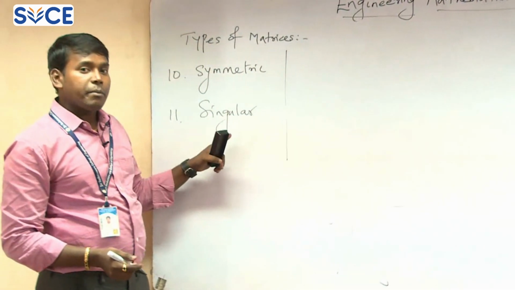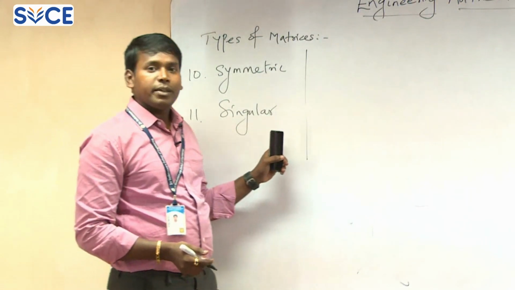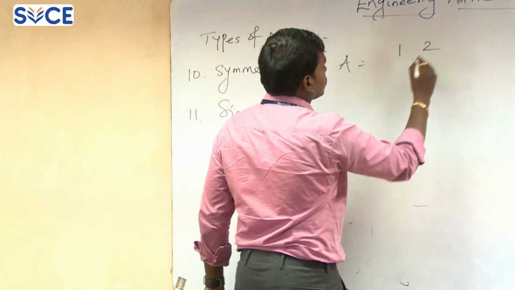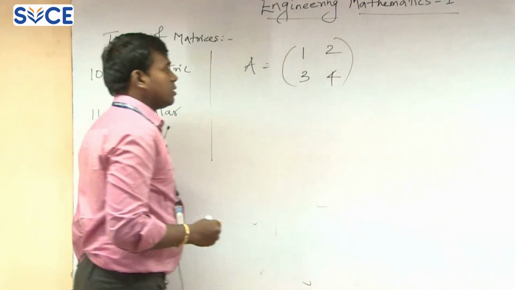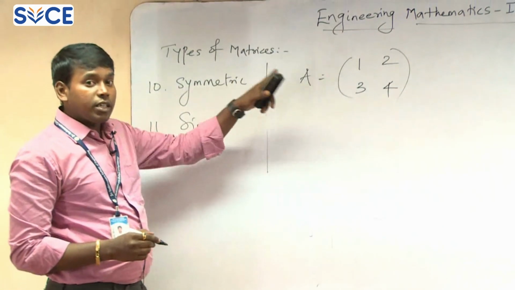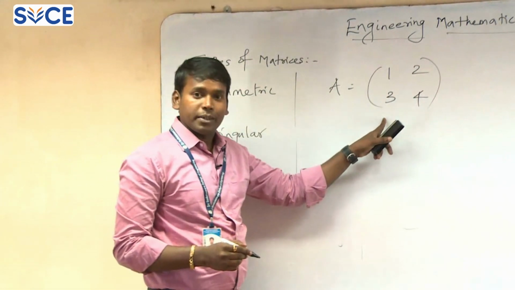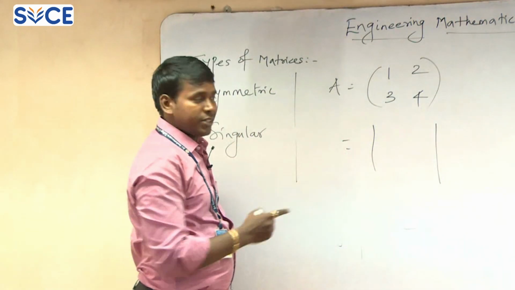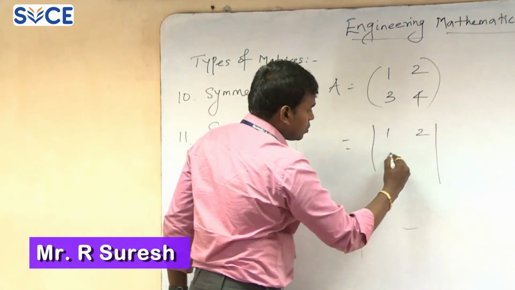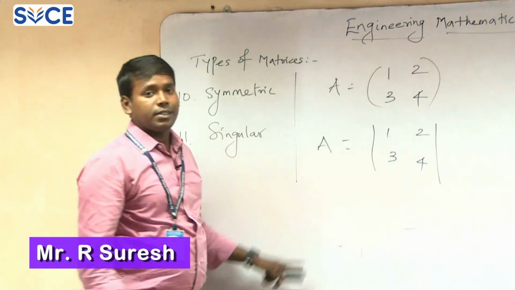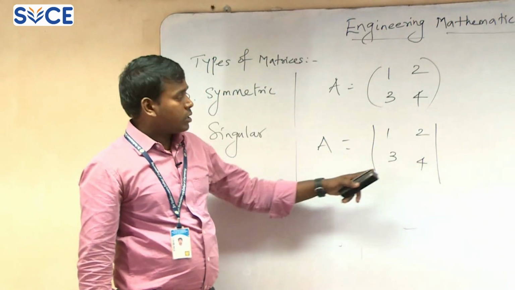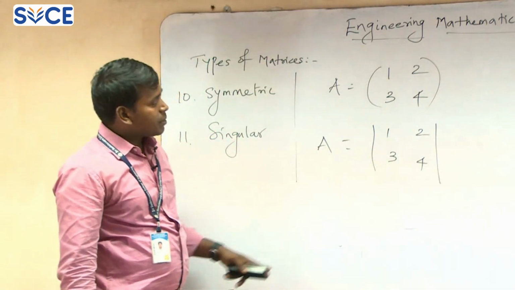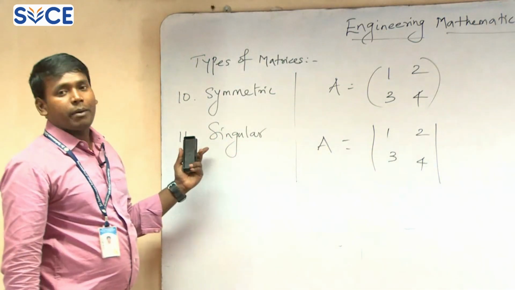Singular matrix. A square matrix is said to be singular if the determinant value of the matrix is 0. For example, A equal to 1, 2, 3, 4. This is a 2 by 2 matrix. Now, the definition is if the determinant of the matrix, so this is not a determinant, this is a matrix. The determinant is denoted by 2 vertical lines instead of brackets. So, 1, 2, 3, 4. So, this is the determinant of the matrix. This is a 2 by 2 determinant. Similarly, for 3 by 3 or 4 by 4. Matrix A equal to 1, 2, 3, 4. So, if the determinant value of the matrix is 0, the given matrix is singular.